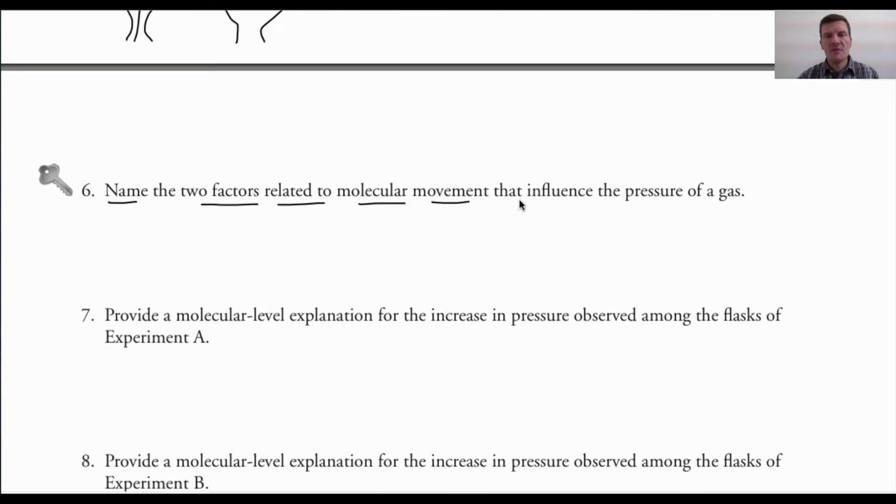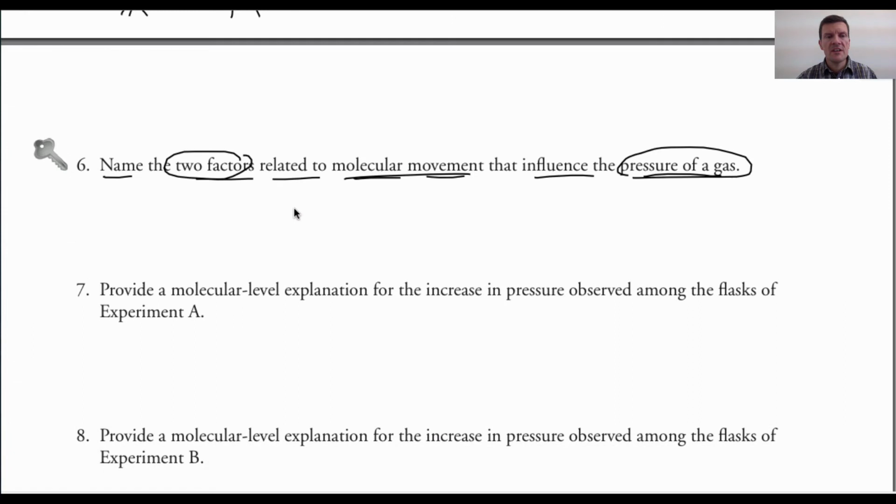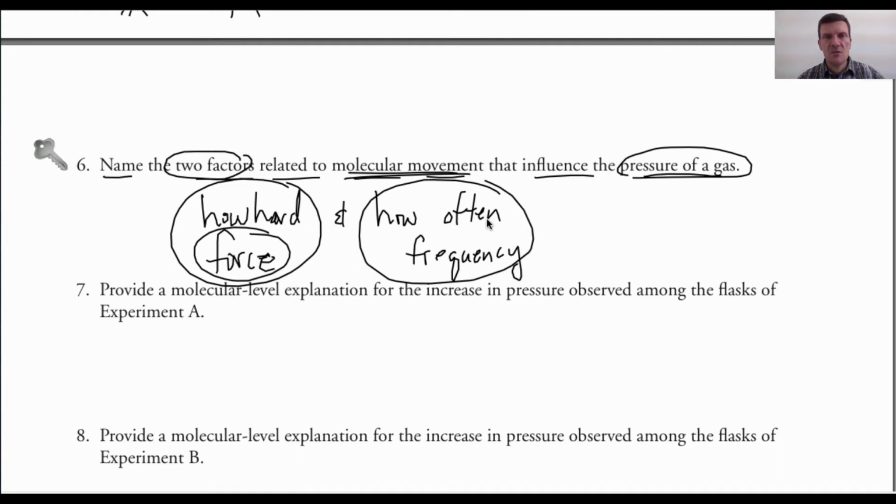Name the two factors related to molecular movement that influence the pressure of a gas. So as mentioned up here, pressure is how often and how hard. So we're looking at how frequently, and how hard and how often. So this is force and this is frequency. As you increase the temperature, they're going to have a little more kinetic energy, those particles, and so they're going to increase the force with which they slam against the inside of the container. If you add more and more particles, then they're going to be hitting the sides of the container more frequently.